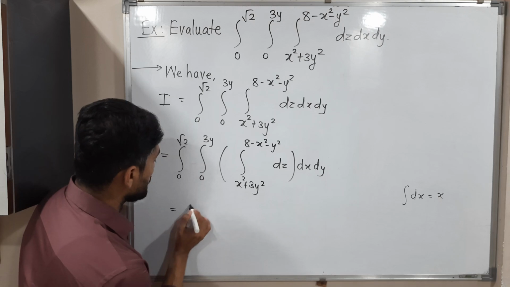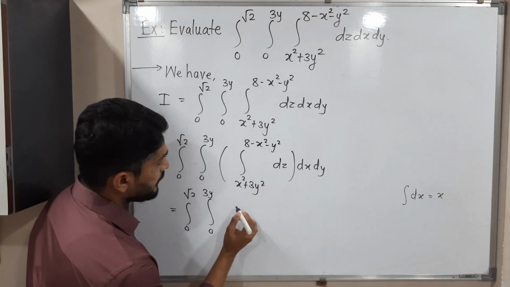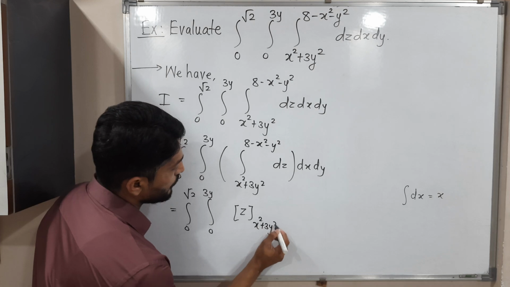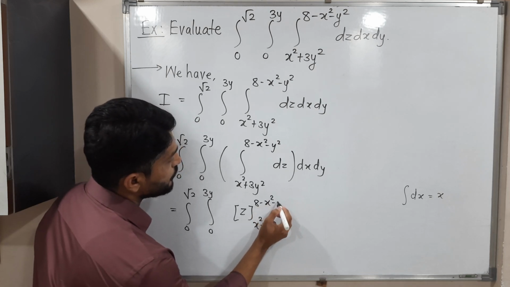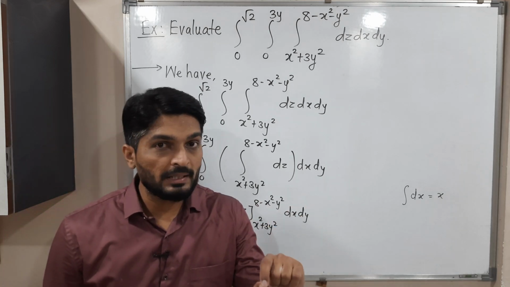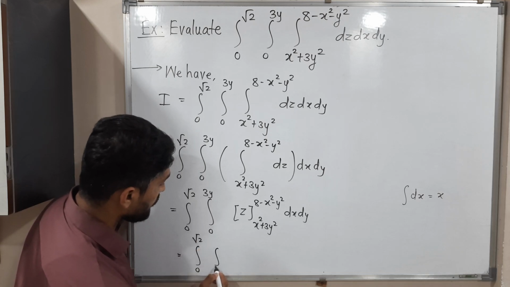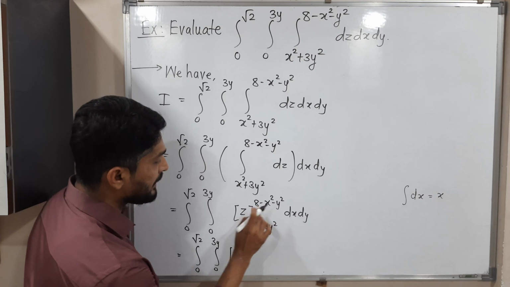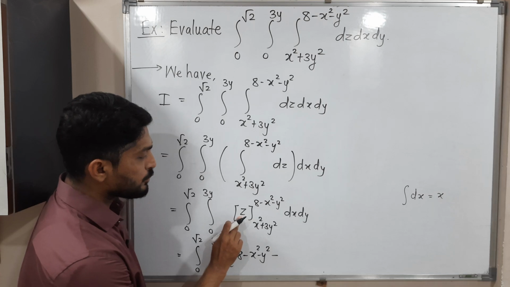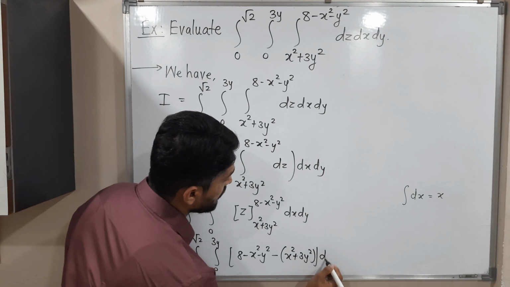So let me write, this is 0 to root 2, 0 to 3y, the integration of dz is z. I should write the lower limit x square plus 3y square and the upper limit 8 minus x square minus y square here, dx dy. After that, we put the upper limit, then we put the lower limit. I am putting the upper limit in place of z, so 8 minus x square minus y square, minus, in place of z I will put the lower limit, x square plus 3y square, dx dy.